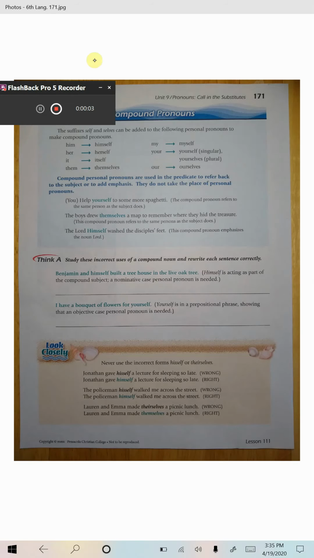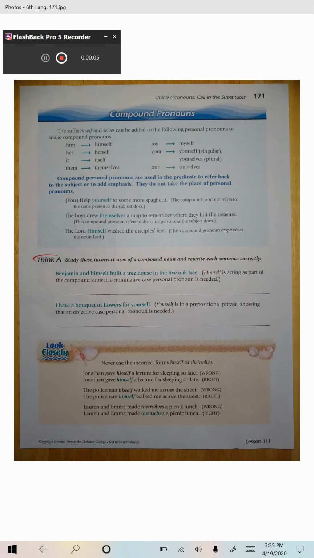All right, today we're going to work through pages 171 through 173. And I am increasing the pages a little bit just to get further in our language books. That doesn't mean I'll give you more work. We'll just go over more subjects and more pages.